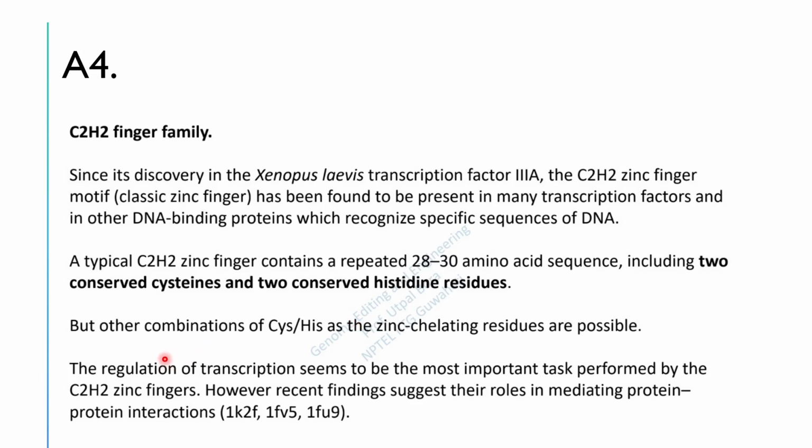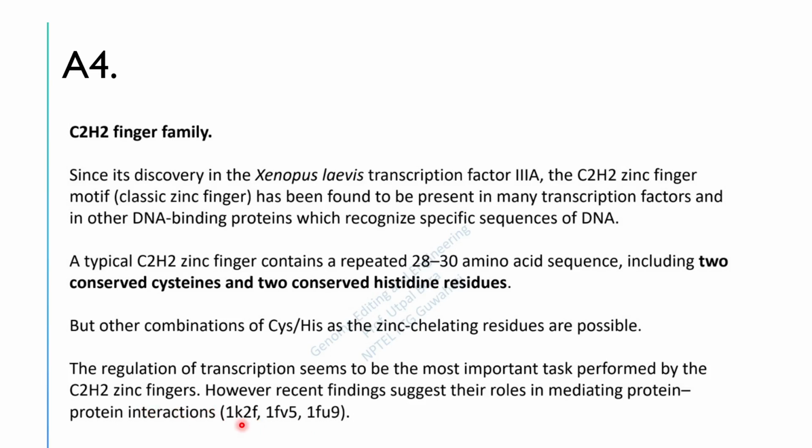The regulation of transcription seems to be the most important task performed by the C2H2 zinc fingers. So if anyone asks you which work of the cell C2H2 zinc fingers are generally associated with, it will be transcription regulation. Okay, just remember it in case you find any question. However, recent findings suggest their roles in mediating protein-protein interaction.